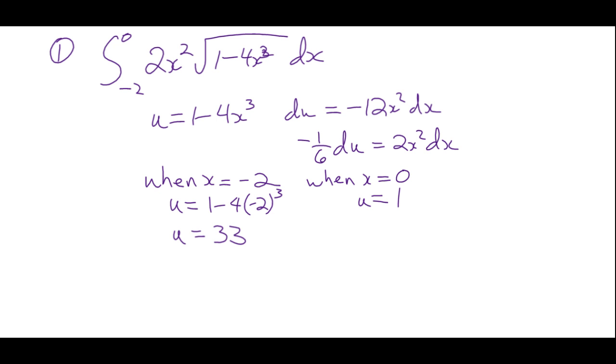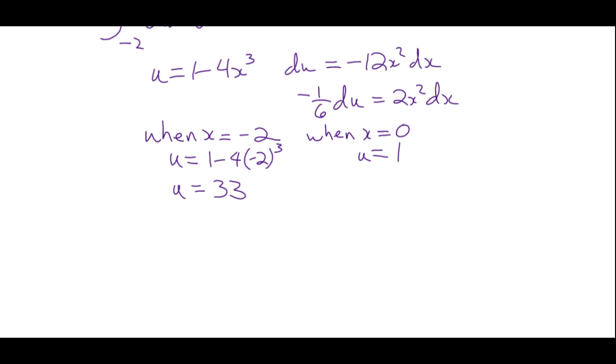So if we're going to do u substitution, we also have to substitute for the boundaries of the integration, right? Which is now u. So this is negative 1/6, right? We got the negative 1/6. u going from 33, that's our lower bound, to 1, that's our upper bound, of the square root of u du.